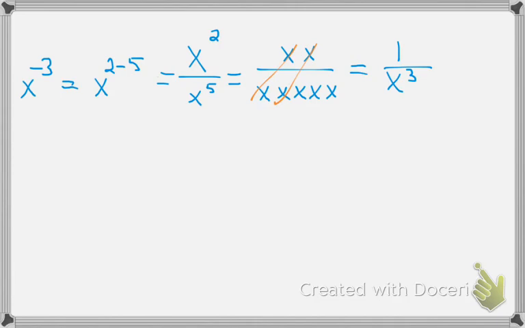All right? So let's see what damage we've done here. X to the negative 3 means what? 1 over x to the 3rd. Is that okay? So what did a negative exponent do? It flipped it into the bottom of a fraction. Does that make sense?